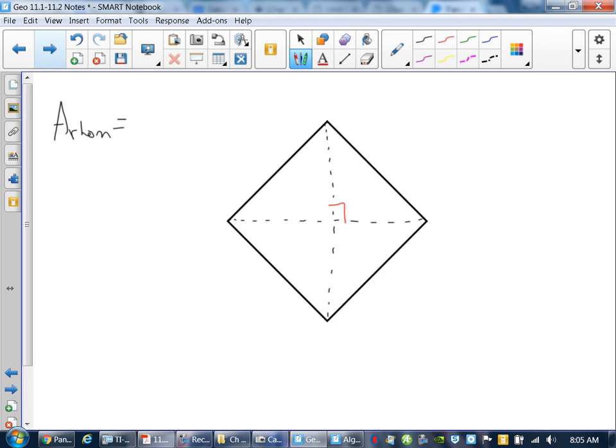Rhombi, thank you. Rhombi all have the sides the same. Doesn't necessarily mean that their angles and stuff are the same. But one thing we do know in a rhombus is that the diagonals are perpendicular.